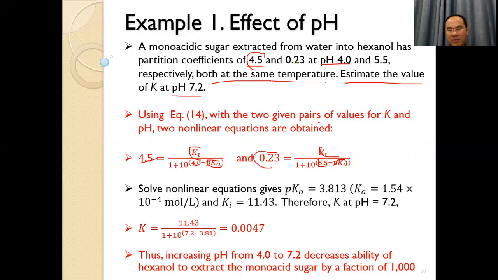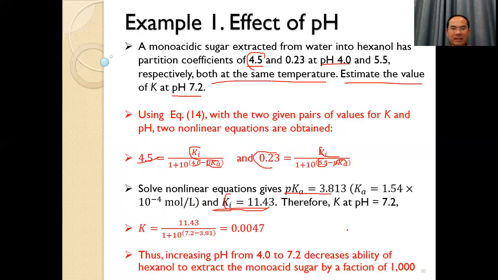But it's a nonlinear equation. After you solve the nonlinear equation, you get pKa equal to 3.813. And Ka equal to 1.54 multiplied by 10 to the power minus 4 mole per liter. pKa equal to minus log Ka, and then you can solve for Ka. And the last one, Ki equal to 11.43. And then you know Ki and you know pKa. You can substitute these terms in the equation. Ki and pKa are constants, they don't depend on pH.